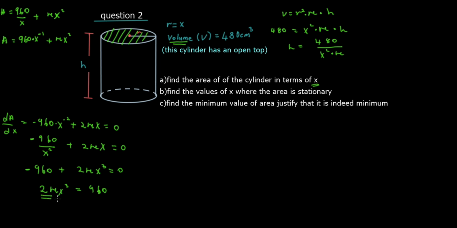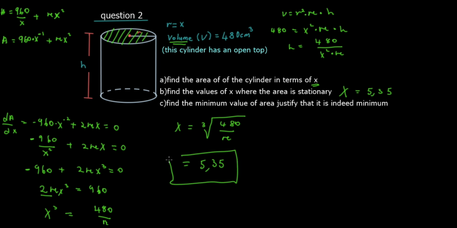Divide everything by 2 pi to have x cubed as 480 over pi. Now the value of x is the cube root of 480 over pi. You find out this will be the value of x. So let's get rid of everything that we won't need now.